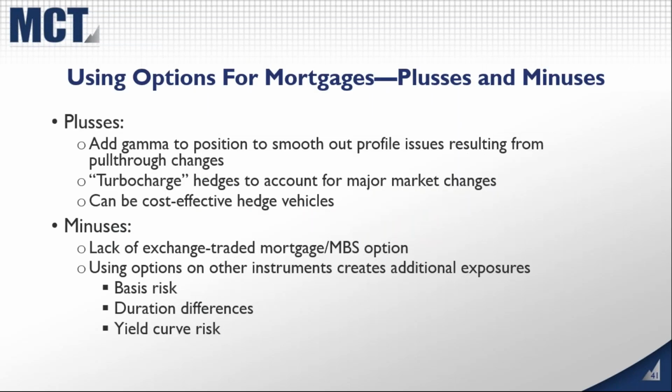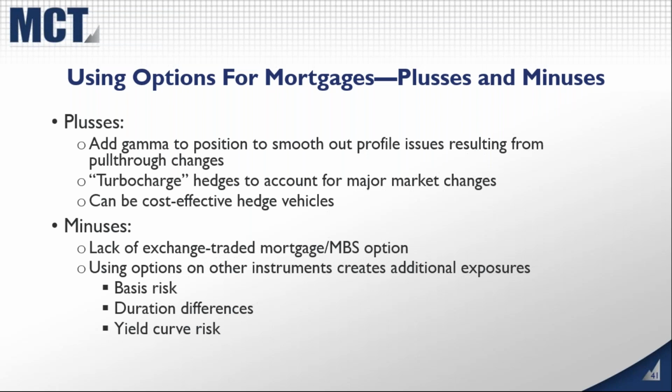And the last thing we're going to discuss is using options as a mortgage hedging vehicle, the pluses and minuses. The pluses are that you can add gamma, or convexity, to your profile, and it'll kind of turbocharge your hedge to account for these market changes. And it'd also be a cost-effective hedging vehicle.